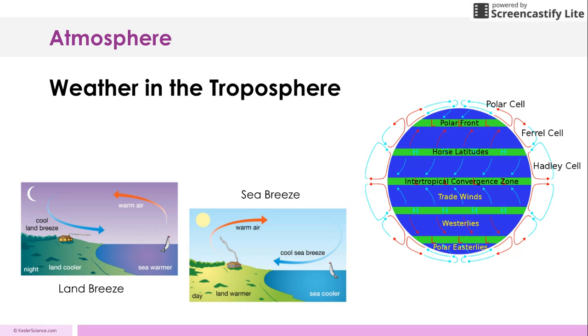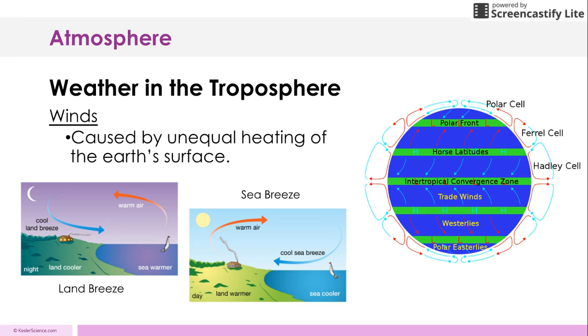All right, so let's talk about weather in the troposphere. We've talked about winds being the difference between pressures. Wind always goes from high pressure to low pressure. Winds occur in the troposphere. It's caused by an unequal heating of the Earth's surface. So when we talked about our land breeze and our sea breeze, the high pressure and low pressure, high pressure meaning the cold air masses, low pressure meaning the warm air masses. So for your notes, I want you to write that the wind is caused by unequal heating of the Earth's surface.